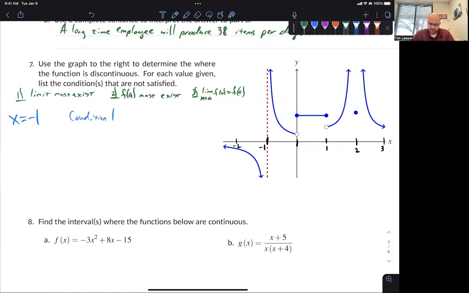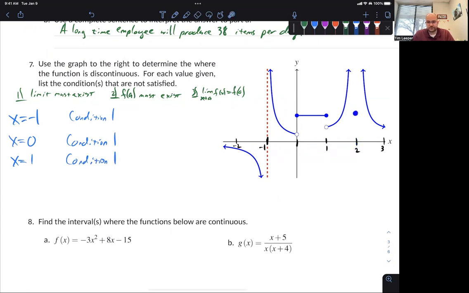Good. So at 0 here, notice the limit from the left is that value. The limit from the right is that value, and those two limits are not the same. So x equals 0 is also a point of discontinuity, again because the limit does not exist. So wonderful. Looking at 1 here, the limit from the left is here, the limit from the right is here. So that's happening the same way. So x equals 1 has the same condition, the limit does not exist.